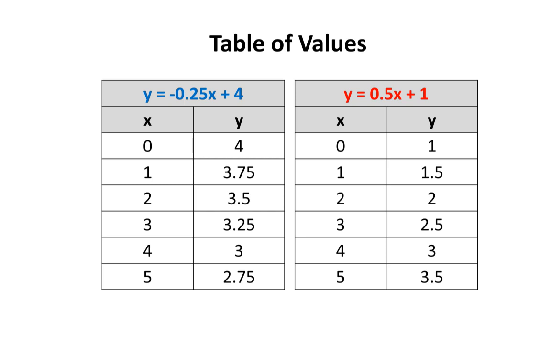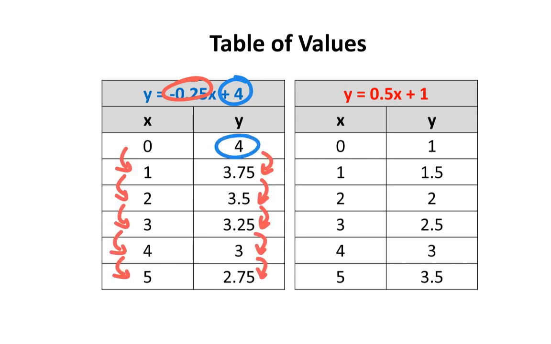We want to find the point of intersection of this blue line and this red line. The blue line has a y-intercept of positive 4, and it has a slope of negative 0.25. In its table of values, again, you can see that it has a y-intercept of positive 4 and a slope of negative 0.25. In this red line, you can see that it has a y-intercept of positive 1 and it has a slope of 0.5. In its table of values, you can see again that it has a y-intercept of positive 1 and a slope of 0.5.